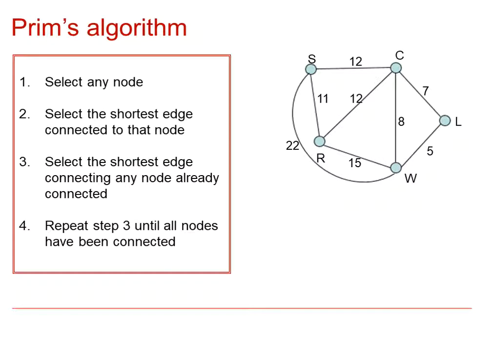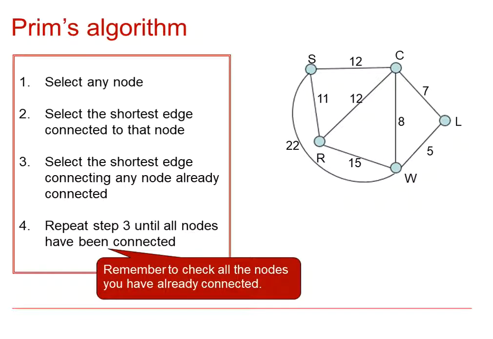Select any node. Select the shortest edge connected to that node. Select the shortest edge connected to any node already connected, and repeat step 3 until all nodes have been connected. Remember to check all the nodes you have already connected during the process.